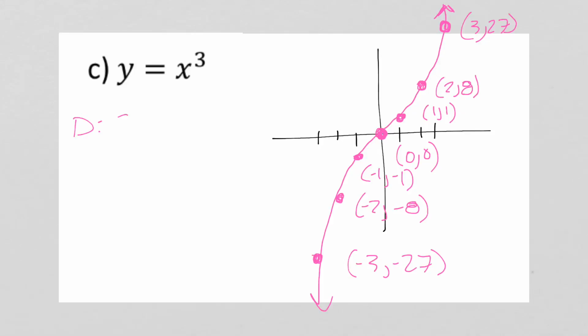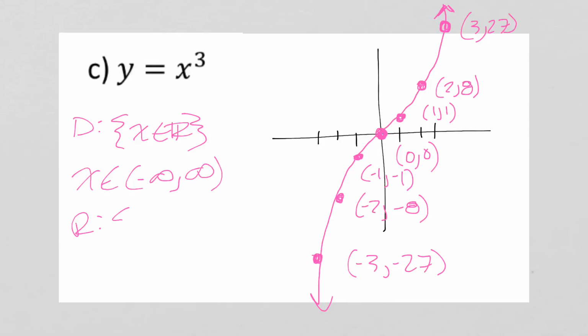So my domain is going to be just all real numbers. x in the set of real numbers. In interval notation, just saying x is in the set from negative infinity up to infinity. And it's going to be the same thing with my range. I can get any output from this function. And so y is going to be in the set of real numbers. And just like x, we'll say y is in the set from negative infinity to positive infinity. And there you have it.